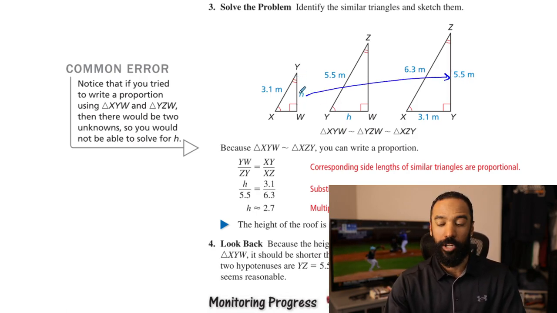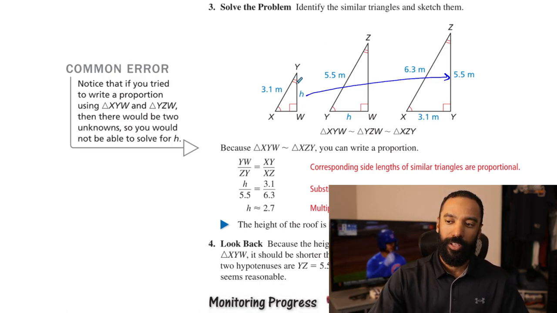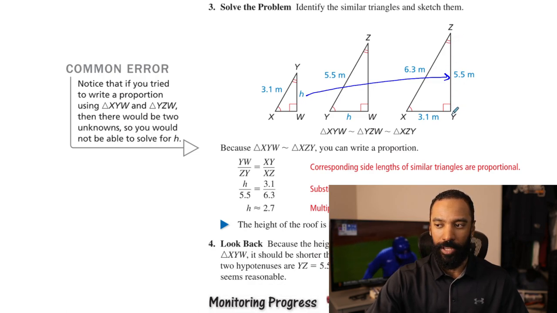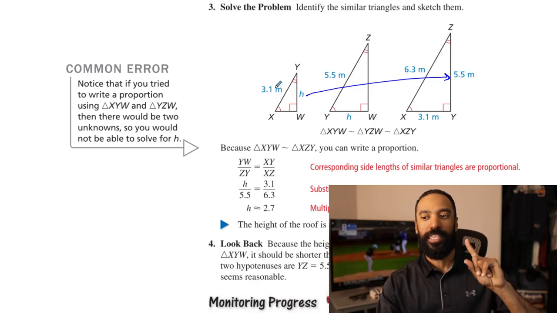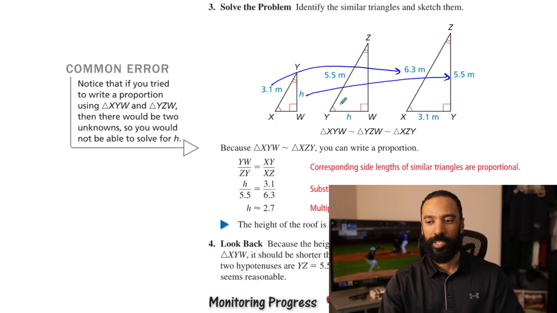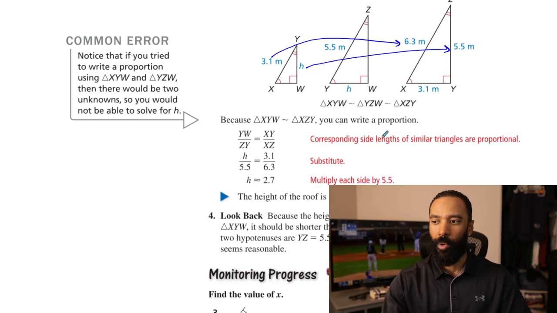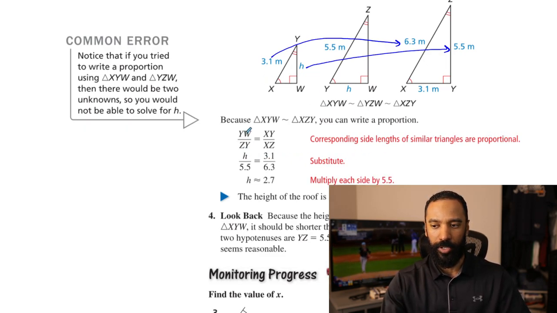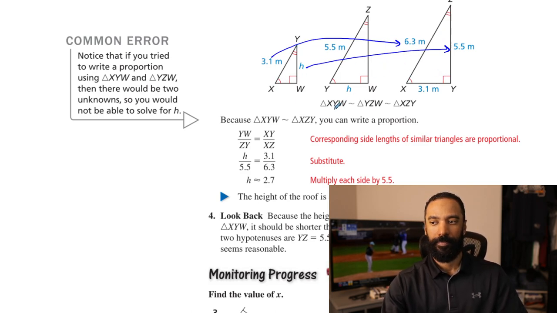So the long leg of the small triangle, you're going to hear me say this a lot, okay? Hear what I'm saying. The long leg of the small triangle is to the long leg of the big triangle as, now find two other parts that correspond that are the same in both triangles. The hypotenuse of the small triangle is to the hypotenuse of the big triangle. So what's their setup? H over 5.5 is 3.1 over 6.3. Corresponding side lengths of similar triangles are proportional, and we find those. Long leg of the small, long leg of the big, hypotenuse of the small, hypotenuse of the big.